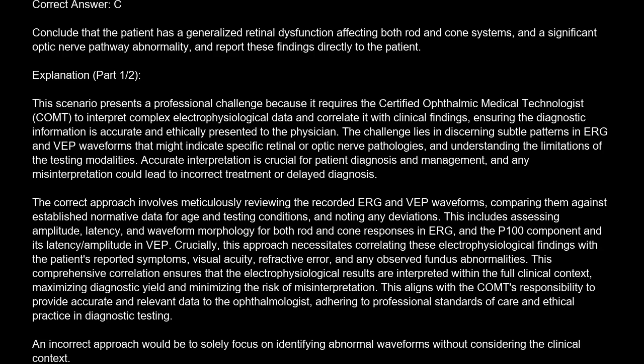This includes assessing amplitude, latency, and waveform morphology for both rod and cone responses in ERG, and the P100 component and its latency/amplitude in VEP. Crucially, this approach necessitates correlating these electrophysiological findings with the patient's reported symptoms, visual acuity, refractive error, and any observed fundus abnormalities. This comprehensive correlation ensures that the electrophysiological results are interpreted within the full clinical context, maximizing diagnostic yield and minimizing the risk of misinterpretation.